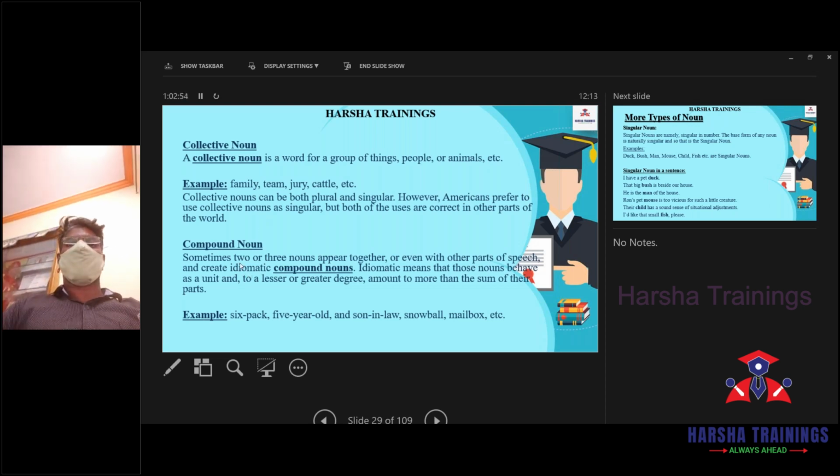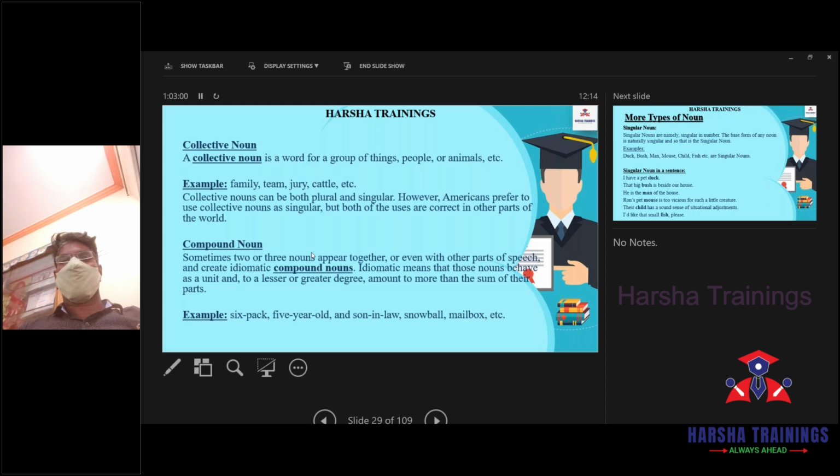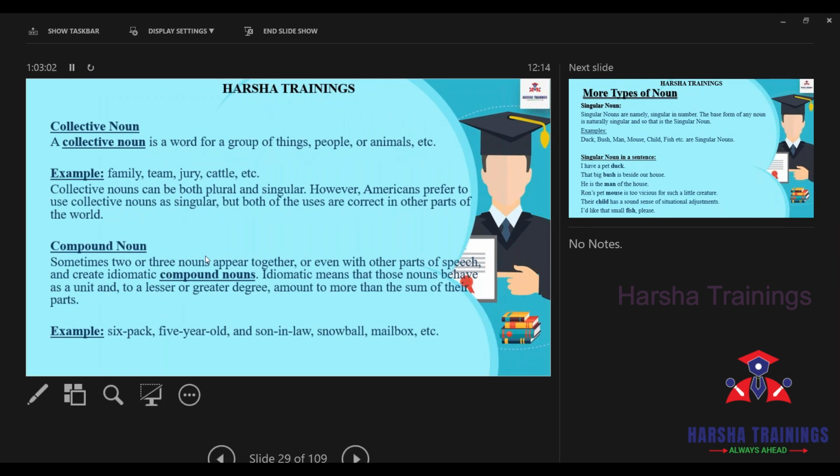Okay? Now, coming to compound noun. Two or three nouns, if they appear together or with other parts of speech, then they create an idiom. Do you know what idioms are? You have examples given below. Six pack, two nouns coming together, right? But it is one single word. So that's called an idiom. 5 year old: I have a 5 year old daughter, or a 5 year old son. So 5 year old, they are nouns together. They form an idiom.